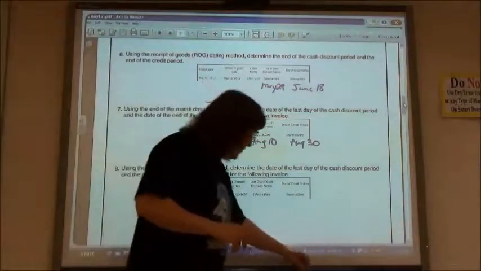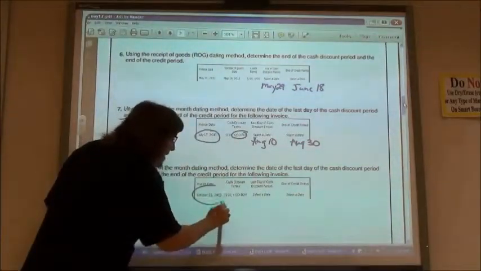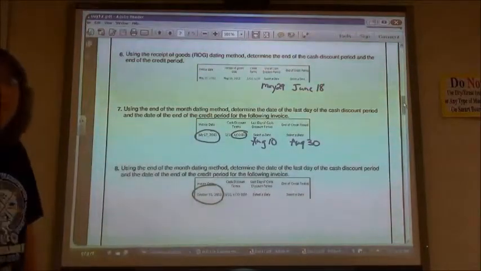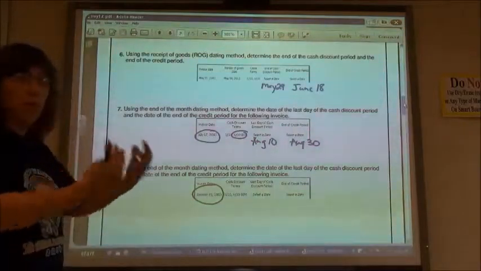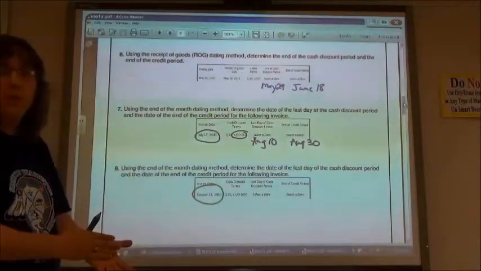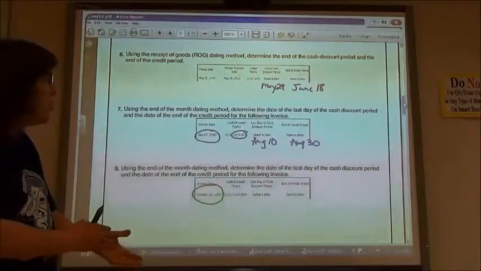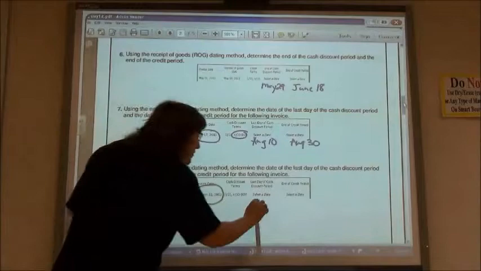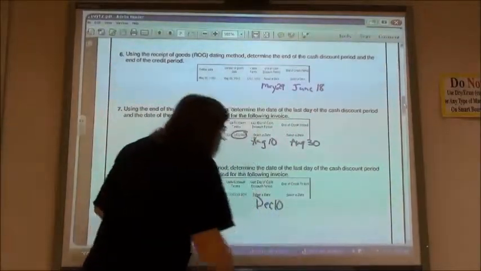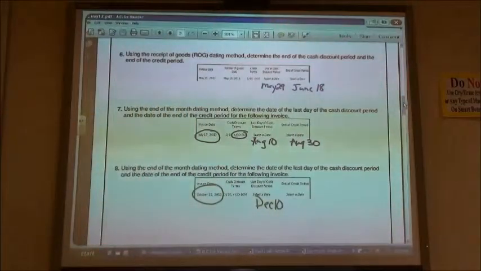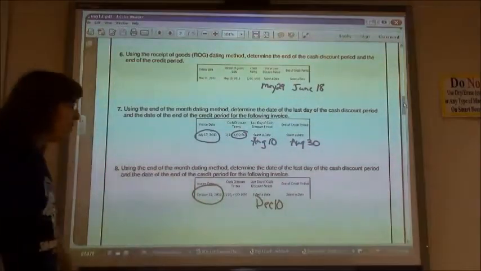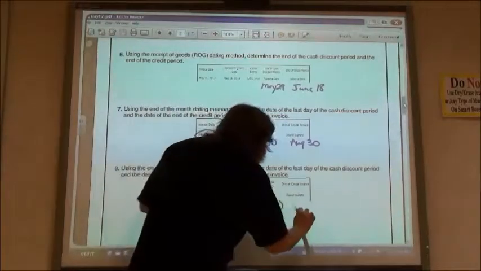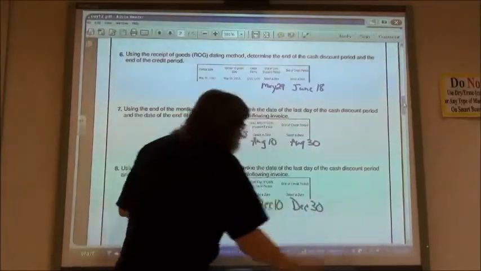Now number 8, here's one where they made it way at the end of the month. My invoice date is October 31st. I've already processed the bills for October, so that's not going to go through till November. I'm going to do those bills November 25th. And so they're going to have 10 days after November to pay, which means they're going to be in December. So December 10th is going to be the cash discount date. Then they will have 30 days after the end of November in order to pay the net, which means I'm going to be December 30th.